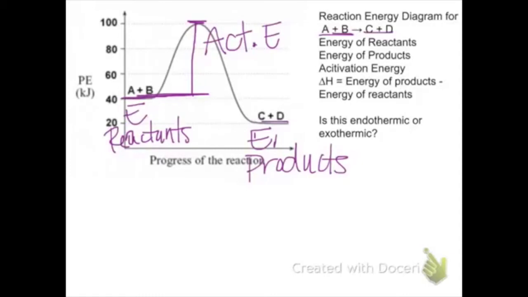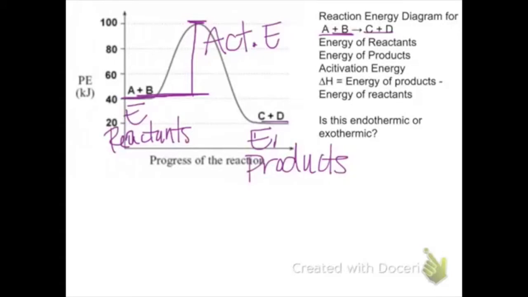The other thing we can figure out is what's called the delta H, the change in enthalpy for our reaction. It sounds kind of scary, but enthalpy is a fancy way of saying heat, really. Most of the time when we're talking about enthalpy, that's where we see our delta H. It's just the change in energy, the change in heat over the course of the reaction.